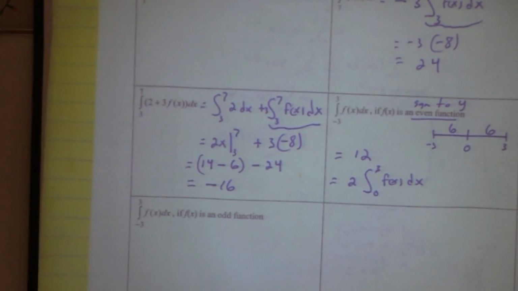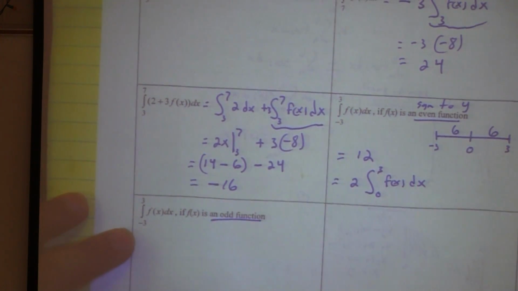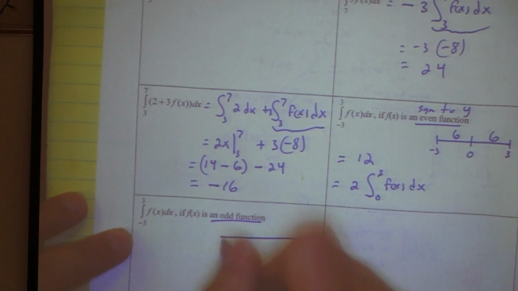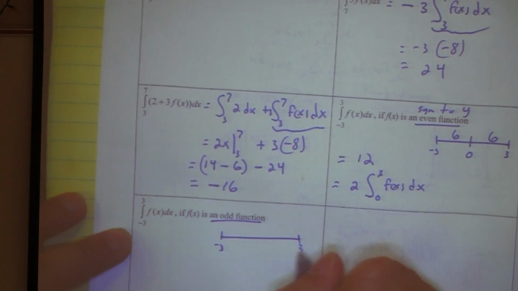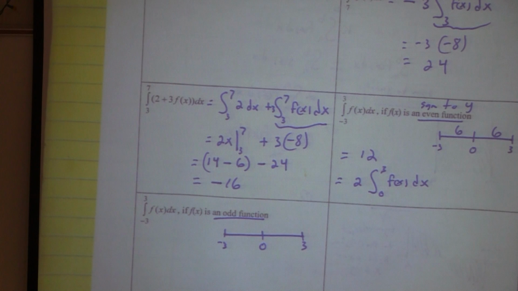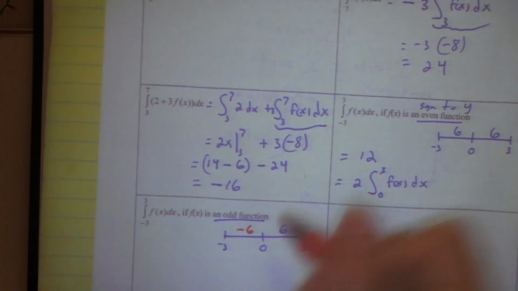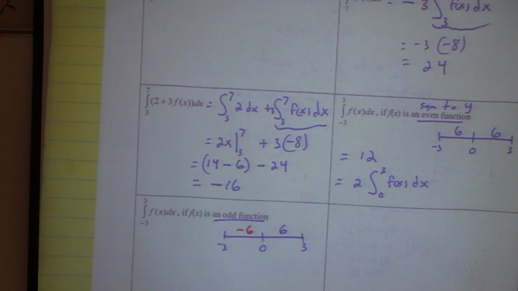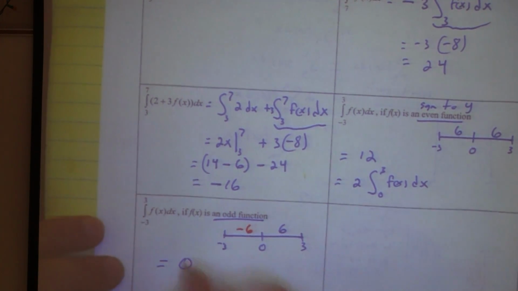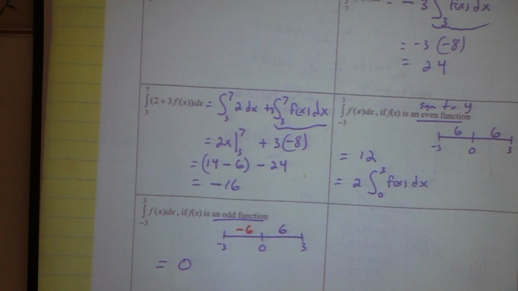How about the next one? What did they tell us? It's an odd function, right? So again, we're going from negative 3 to 3, and we got that origin there, that's 0. We know from 0 to 3 it's what? 6. How much is it going to be from negative 3 to 0 since it's an odd function? Negative 6. So if I combine them to go from one to the other, we would get what? Easy?